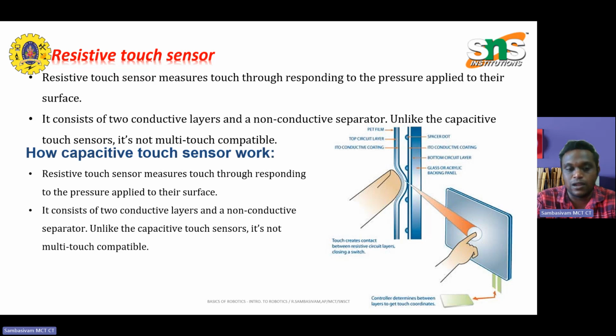When the user applies pressure to the top layer, it deforms and comes into contact with the bottom layer. This creates a circuit, and the change in resistance is measured. These measurements are then used to determine the precise location of the touch.